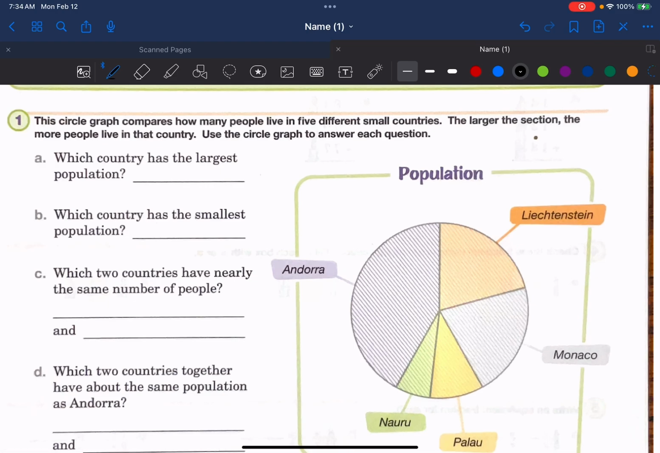So this circle graph compares how many people live in 5 different small countries. The larger the section, the more people that live in that country. Use the circle graph to answer each question. So the first one, simple. Which country has the largest population? You look at the largest area, and that would be this right here. That is the largest, and so that's the one that you write on the line.